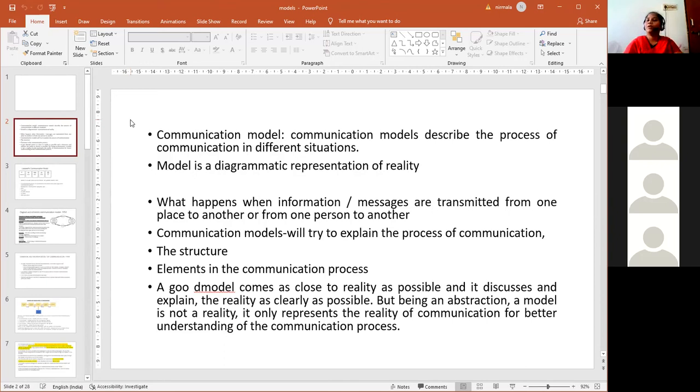So communication models will try to explain the process of communication, from how the communication is taking place between individuals, to what happens when information is transmitted from a source.